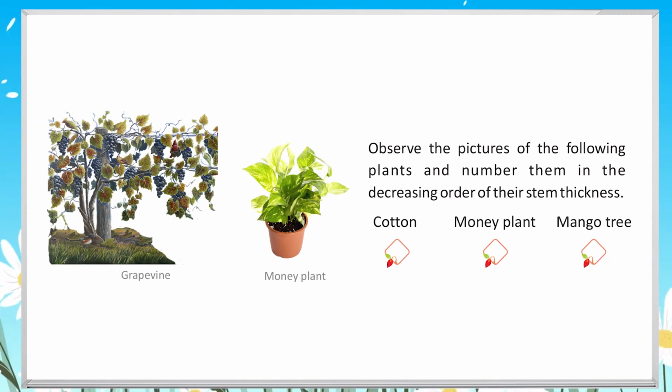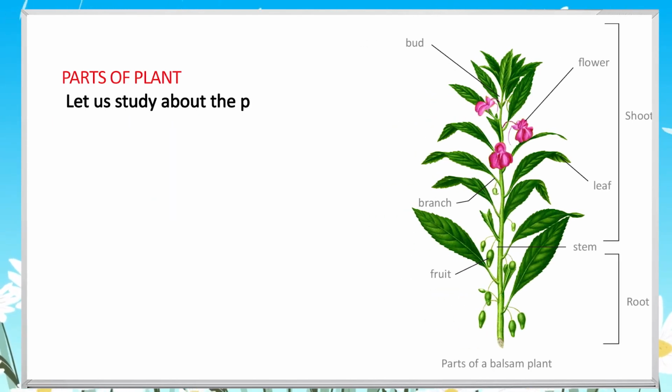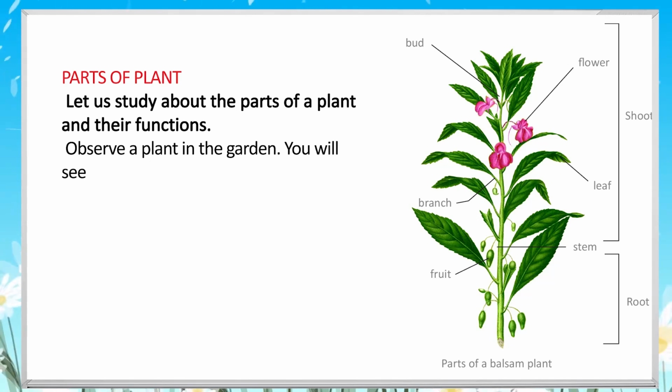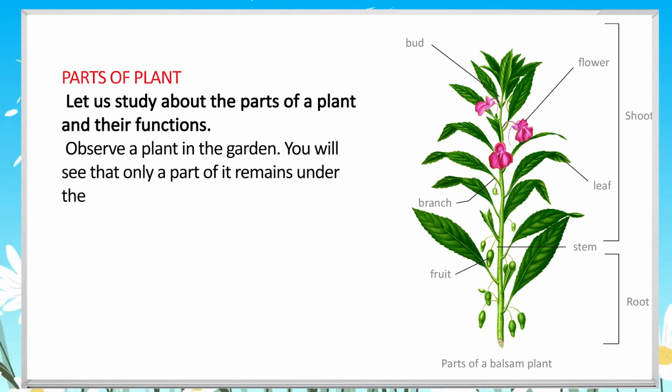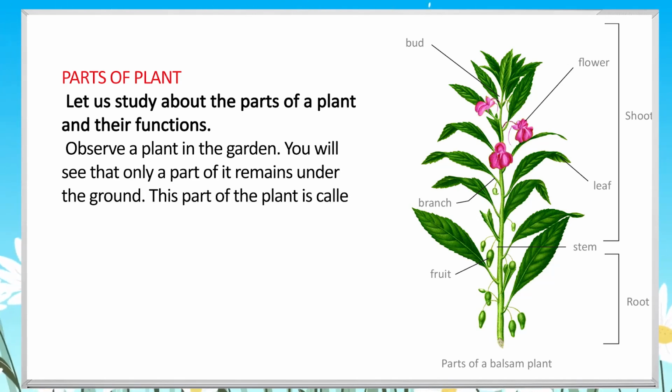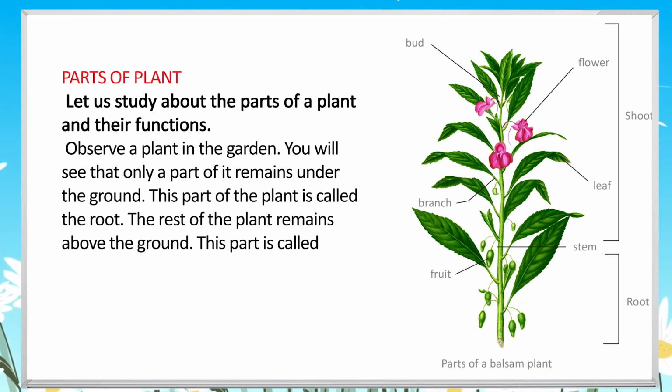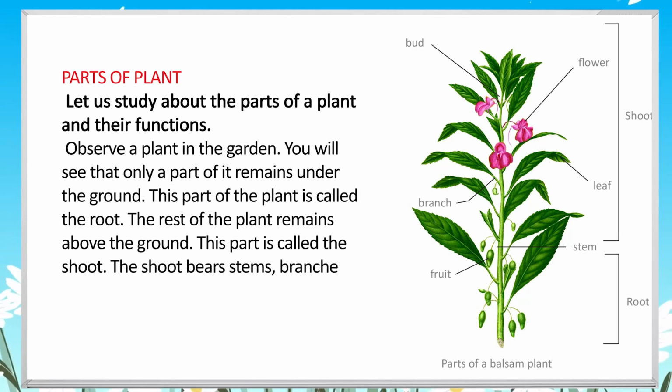Observe the pictures of the following plants and number them in the decreasing order of their stem thickness: cotton, money plant, mango tree. Parts of plant. Let us study about the parts of a plant and their functions. Observe a plant in the garden. You will see that only a part of it remains under the ground. This part of the plant is called the root.